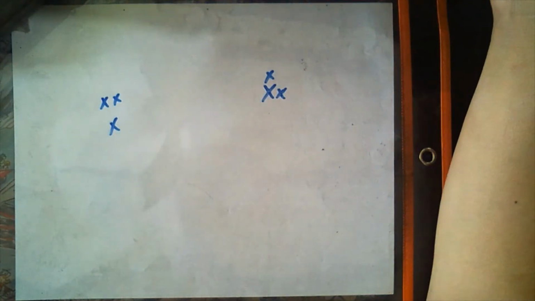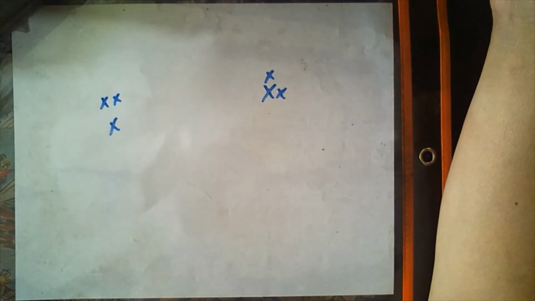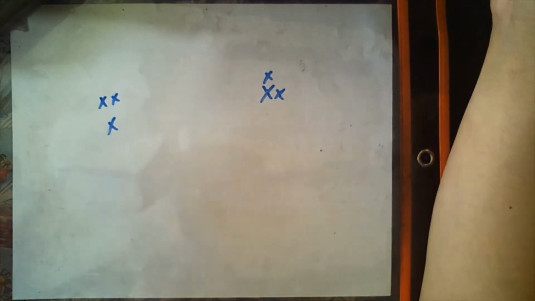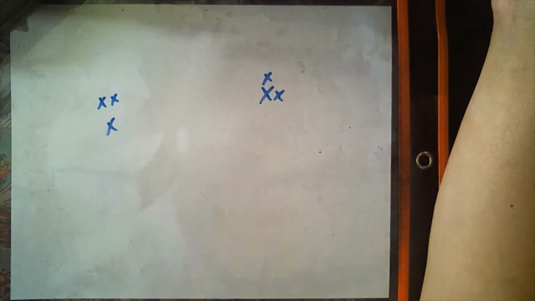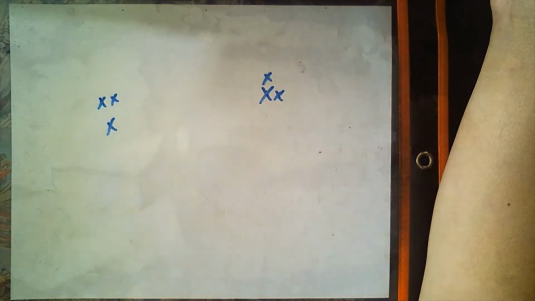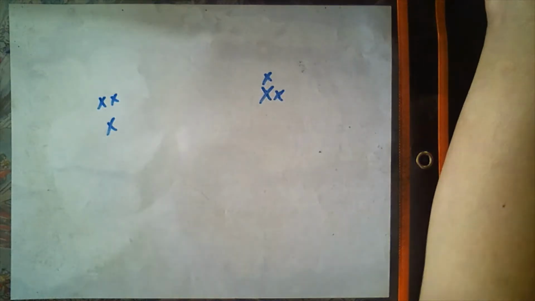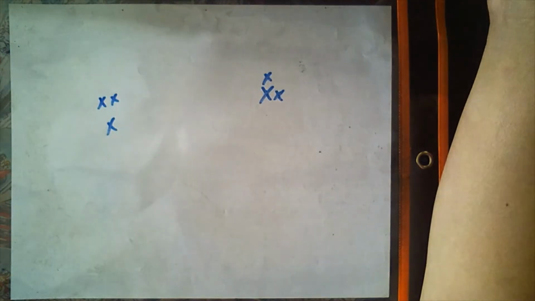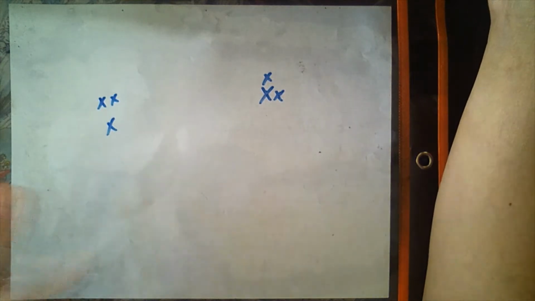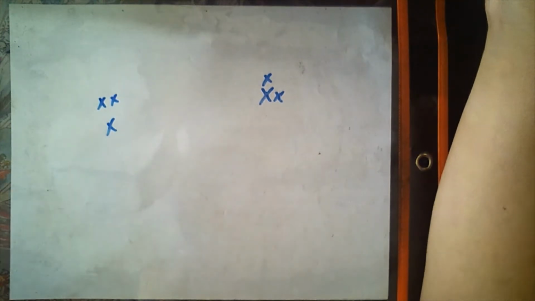First part of the teacher model. Take a look at my X's here. How many X's are in each group? Great, there are 3 X's in each group. How many groups do you see? Wonderful, 2 groups. How many X's altogether? 6. We are now going to arrange these X's into rows of 3.